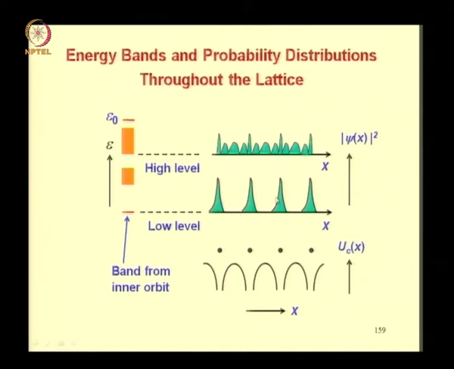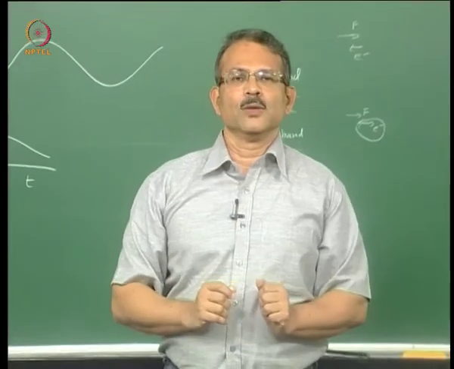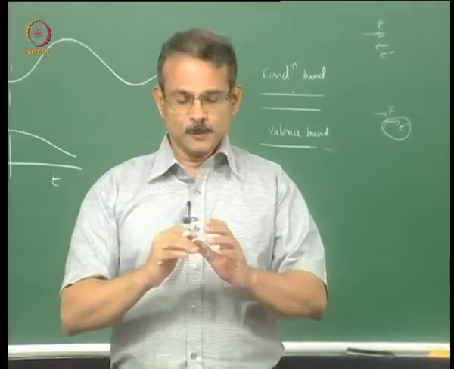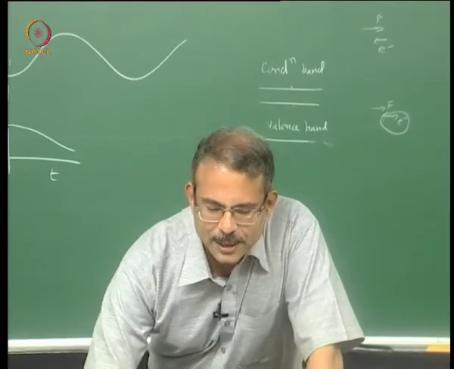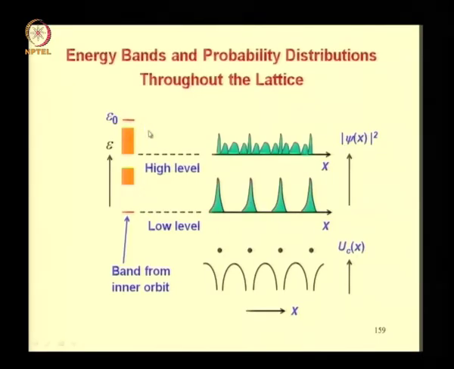So what is the meaning of this? This means the electron can be found either over here or over here or over here and so on. This means that the electron is really bound to the atom, localized.